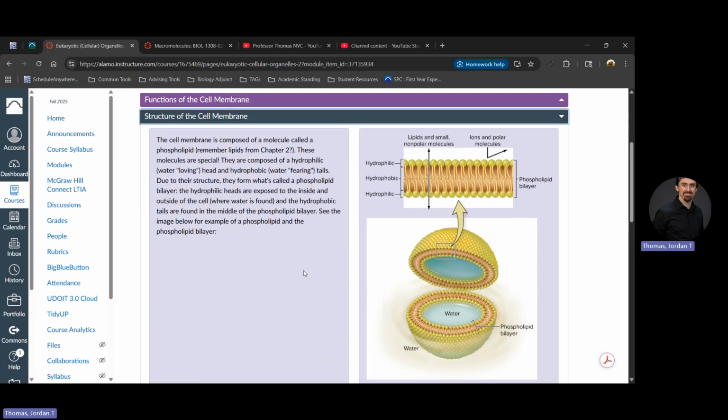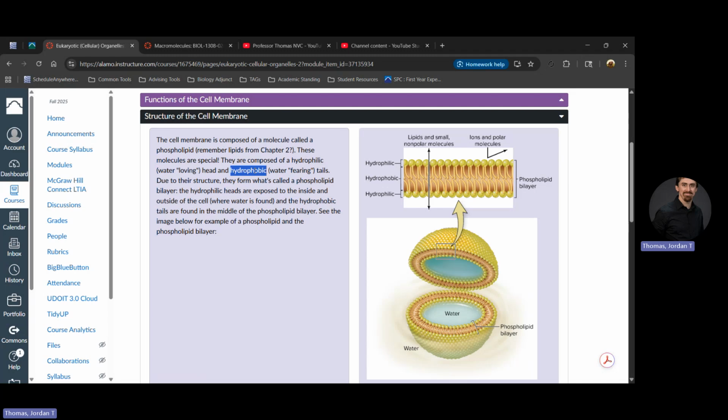Next is the structure. So the structure of the cell membrane is very unique. It's made of what's called phospholipids, something that we briefly talked about in chapter 2. Phospholipids are very special. They are composed of two parts, what's called a hydrophilic, or water-loving, head, and a hydrophobic, or water-fearing, tail. The way I remember this is hydro means water, so hydrophilic, hydrophobic, both have to do with water, and phobic is fear. So we have a phobia of something, a fear of spiders, a fear of snakes, a fear of the dark. Remember, that's a phobia. So hydro, water, phobic, fear.